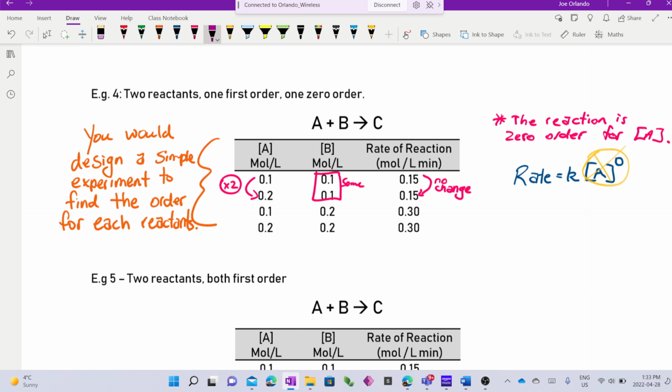If, on the other hand, I keep A the same, that just says same, but this time, what have I done to B?